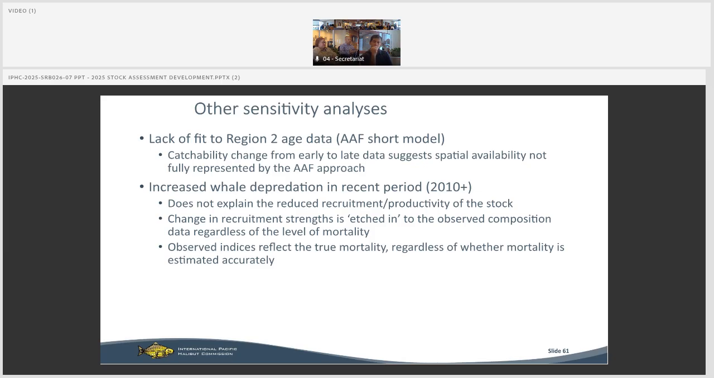Problem is, you do that and it doesn't change the recruitment signal, because the offset in recruitment is being created by the age data, which is telling you something changed in the recruitment. So even at really high levels of whale depredation, what it does is just scale the stock, the biomass, but it still has that. So it doesn't really help us in terms of modeling, but I think it's an important sensitivity to be able to tell people, look, there may be unobserved whale depredation, but it's not a good explanation for the apparent signal of lower productivity.